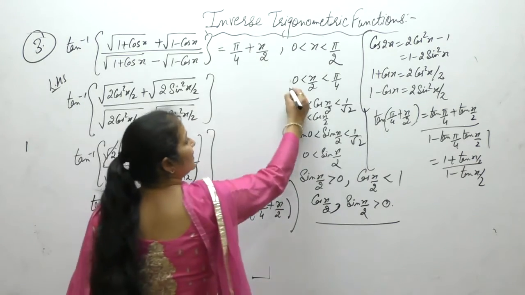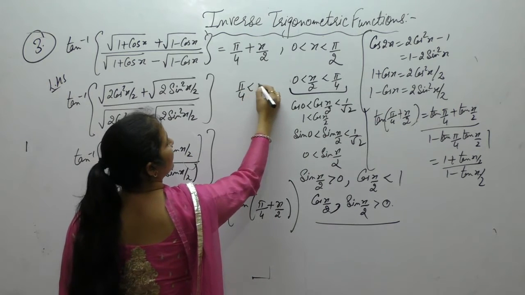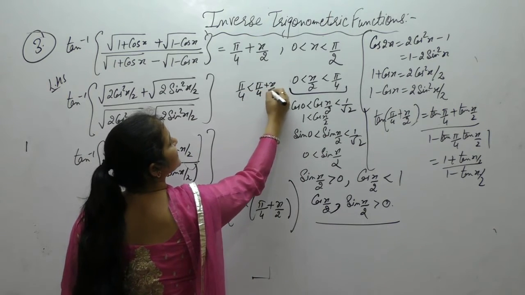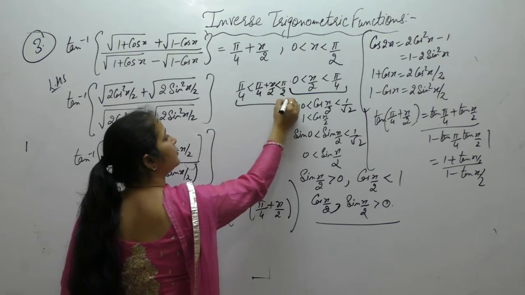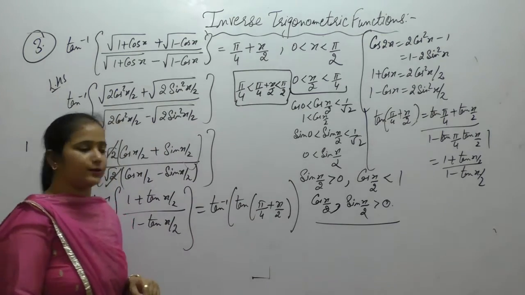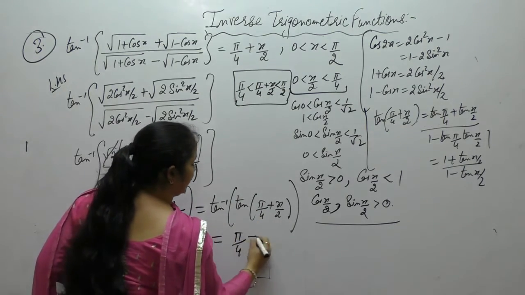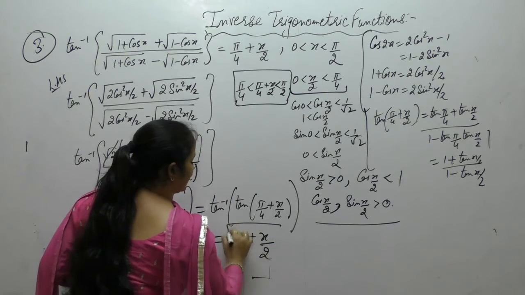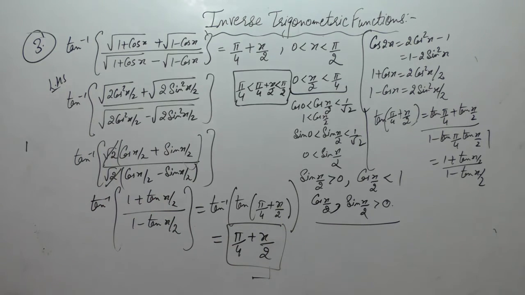pi by 2. This we have. Now add pi by 4. Pi by 4 plus x by 2, pi by 4 plus pi by 4, pi by 2. Now the limit lies between minus pi by 2 to pi by 2. Therefore, tan inverse tan theta will be equal to theta. That is pi by 4 plus x by 2.